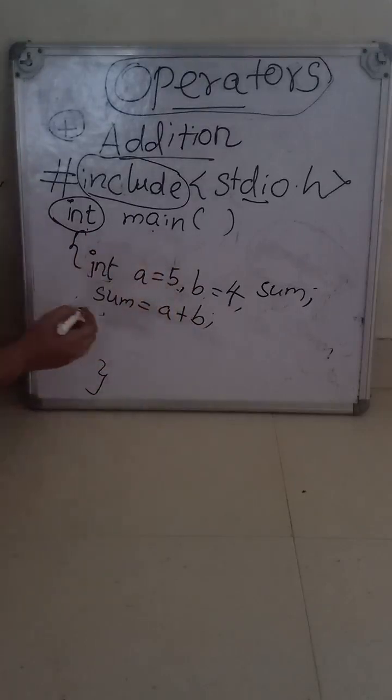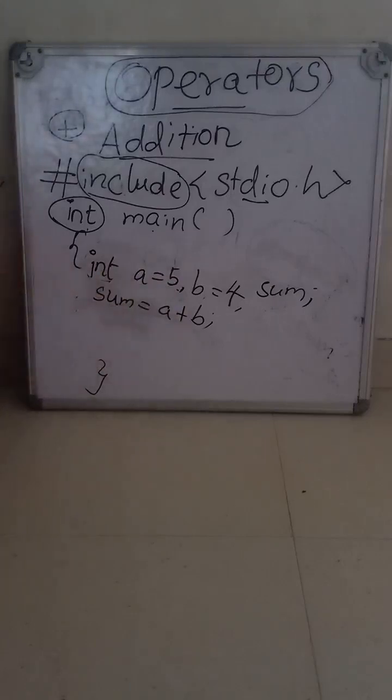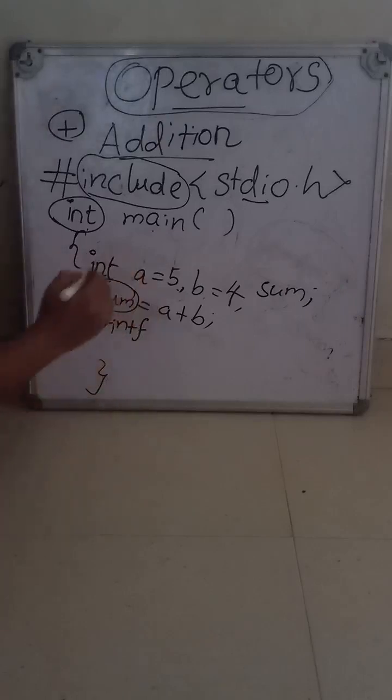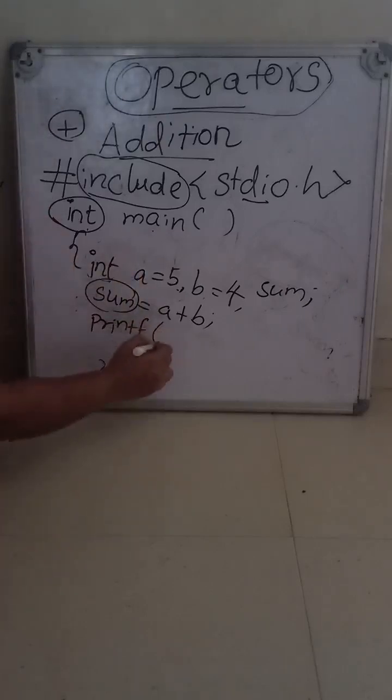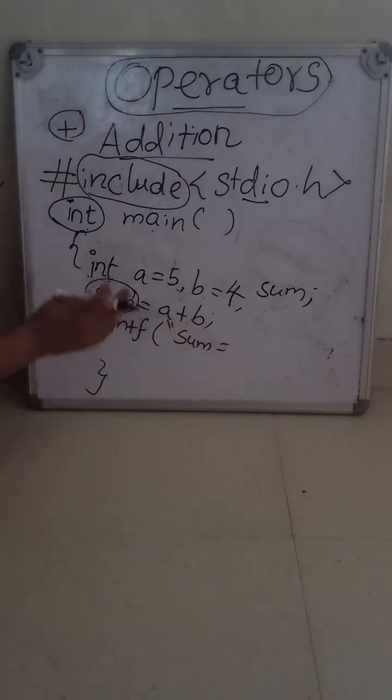Okay. Now we have added the values and stored that value in a variable. Now what is our role? We have to print the result. The result is stored in sum. So how am I going to print it? You have to use the printf statement for printing the value. In double quotes, you have to give whatever you are going to display. So now I am going to display sum is equal to. For me, sum is equal to 9, like that the output will be displayed.